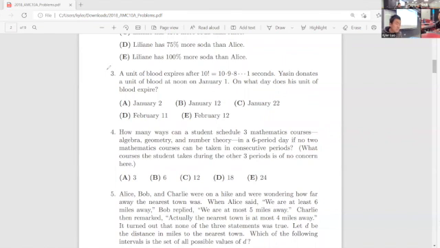Yeah, so that means a unit of blood expires after 10 factorial. So you use your calculator and you do 10 factorial. Oh, I don't think it's a thing. You have to keep doing this. So it's 3,628,800.